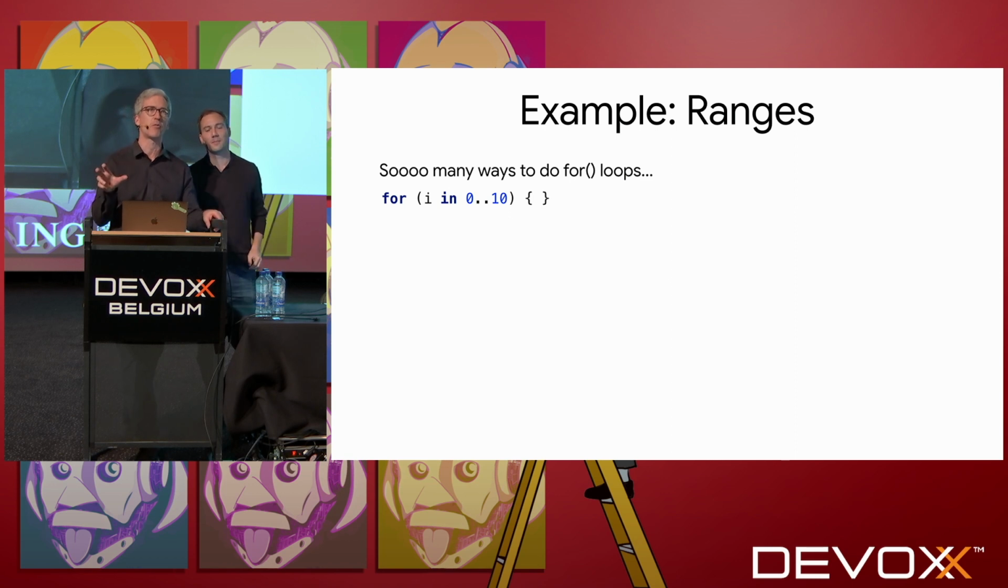Instead, we have this concept of ranges, and we tell Kotlin very explicitly what is the range that we're actually looping through.